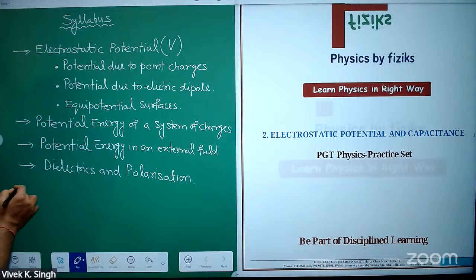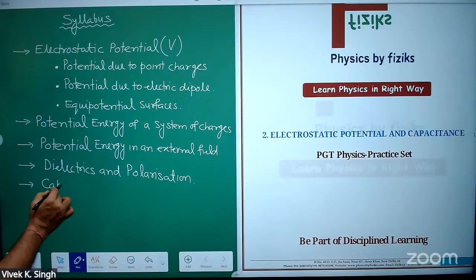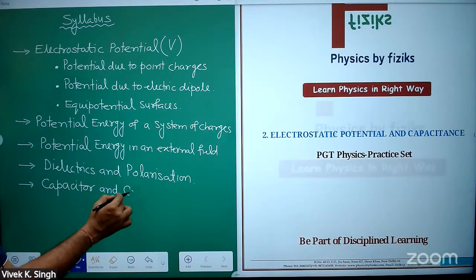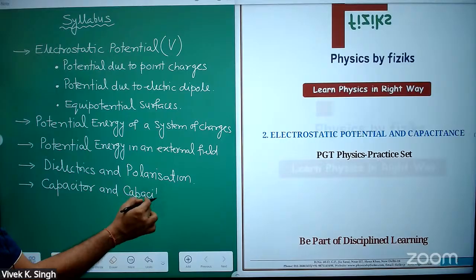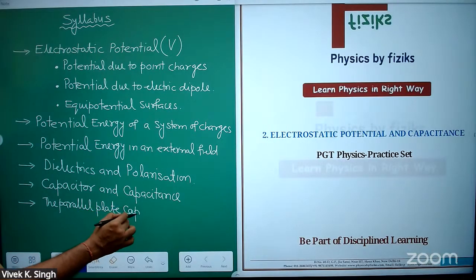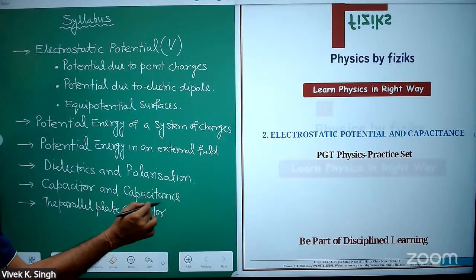Then you have capacitance. We will talk about capacitors and capacitance. Then in capacitors, we will talk mainly about the parallel plate capacitor.